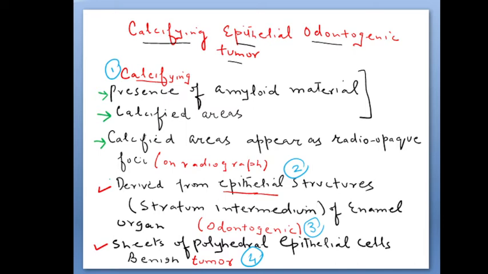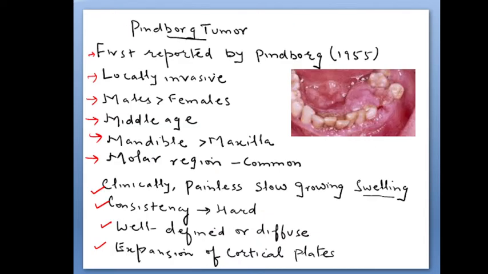Islands, sheets, or strands of epithelial cells are seen throughout the tumor. As the tumor doesn't show carcinomatous features, it is by and large a benign tumor. It was first reported by Pindborg in 1955 and so called Pindborg tumor. It is locally invasive.